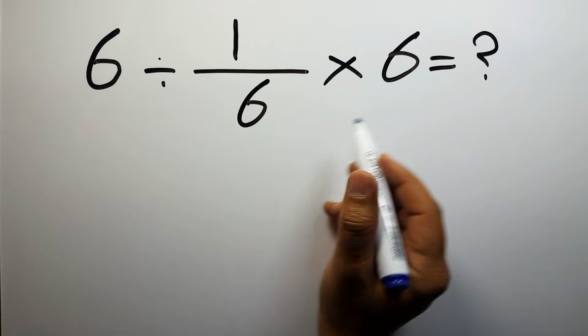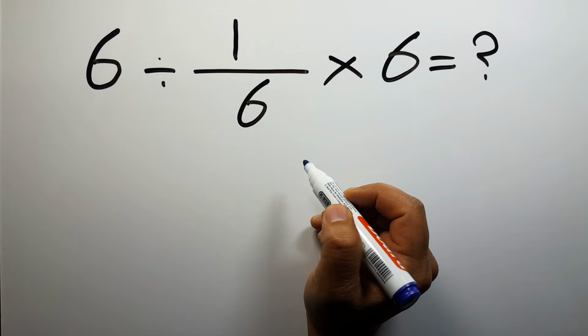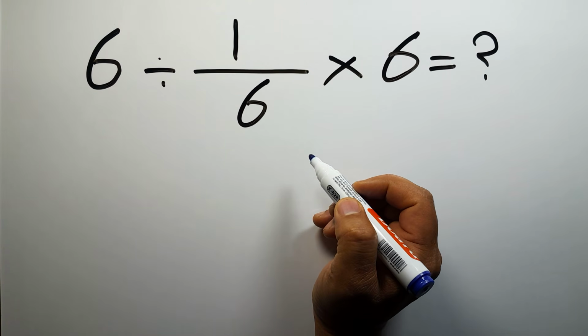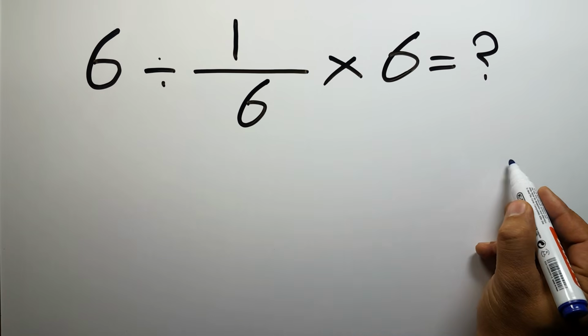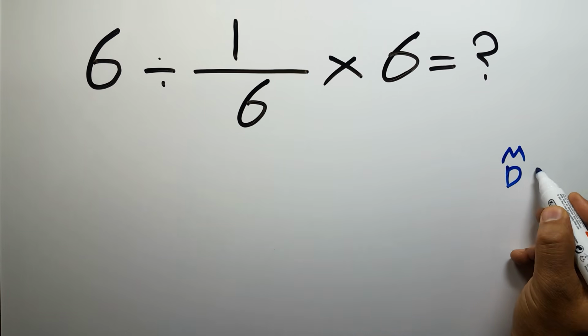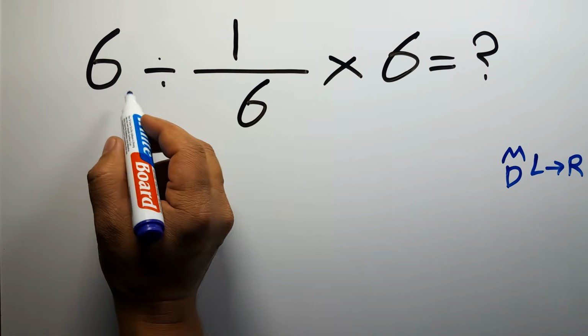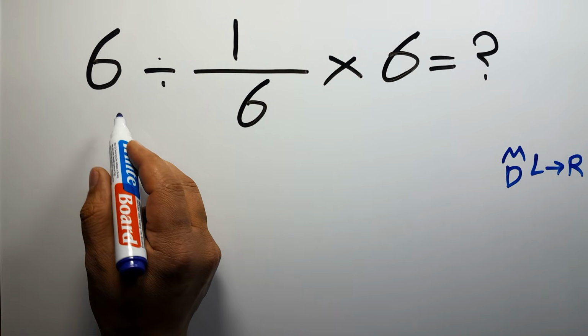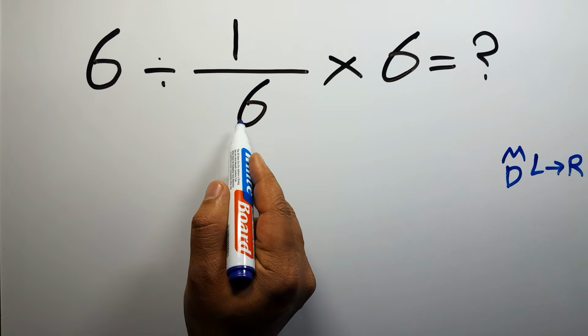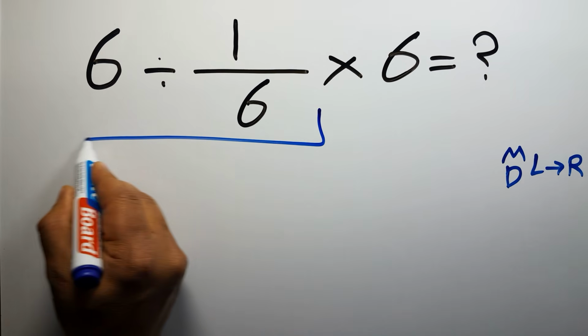In this expression, we have one division and one multiplication. According to the order of operations, multiplication and division have equal priority and we have to work from left to right. So here, first we have to do this division. Okay, 6 divided by 1 over 6.